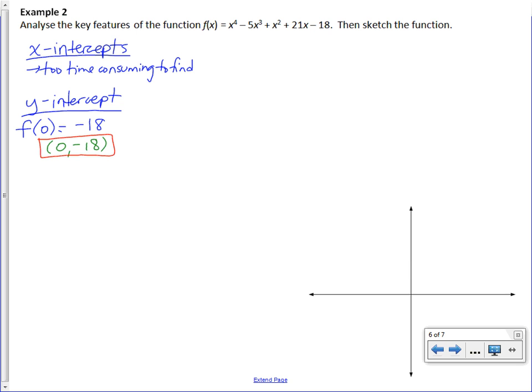Now, the other thing you can look at that has nothing to do with calculus is the symmetry. Now, in this case, if I said look for symmetry, just to practice, I'm going to still look for it. So for symmetry here, do you guys remember the symmetry test? It's everywhere there's an x, we put in negative x. So f at negative x is going to be negative x to the 4 minus 5 times negative x cubed plus negative x all squared plus 21 times negative x minus 18.